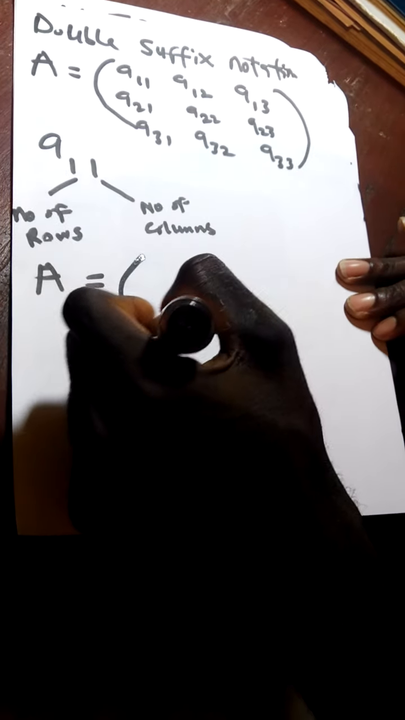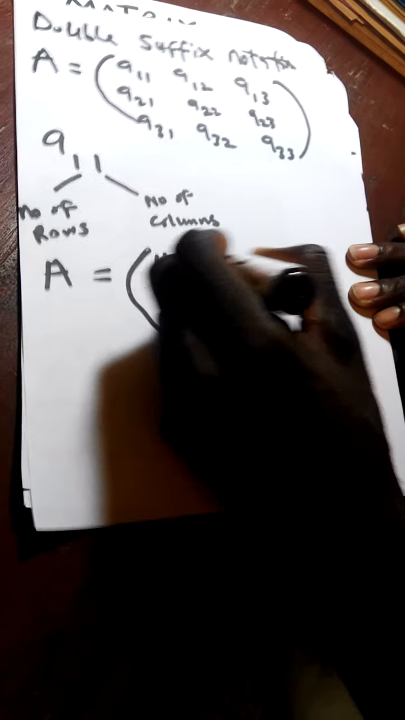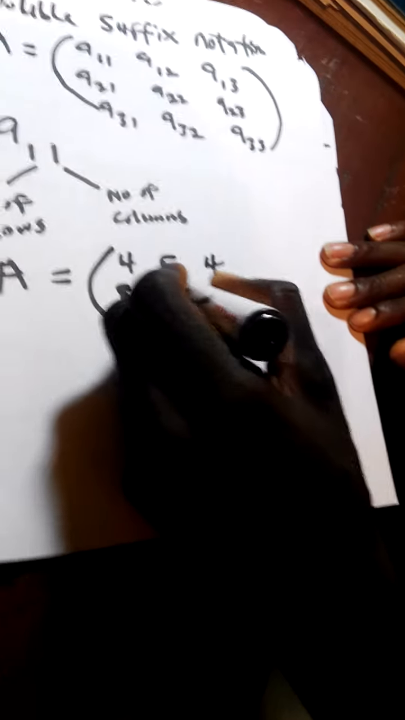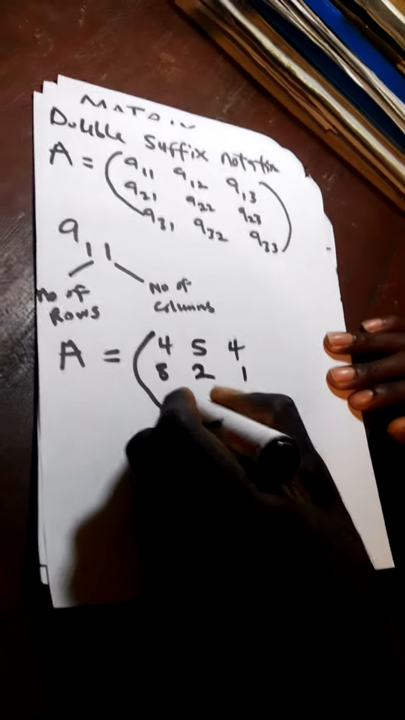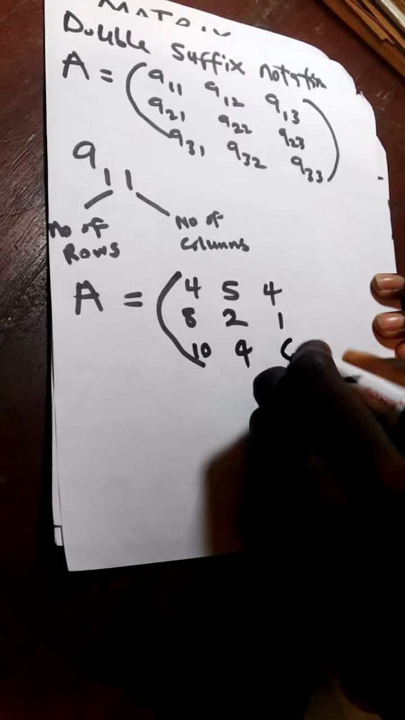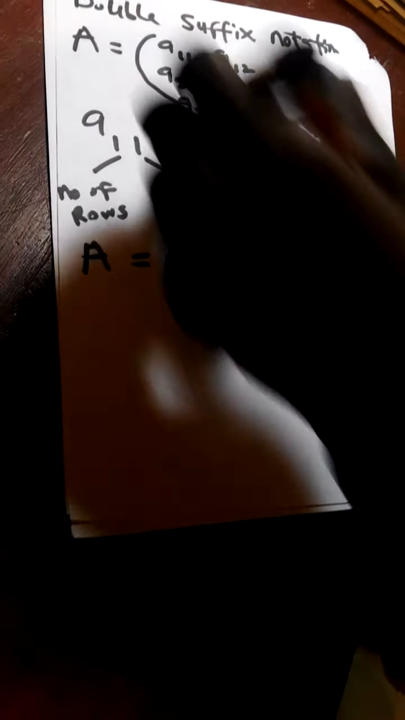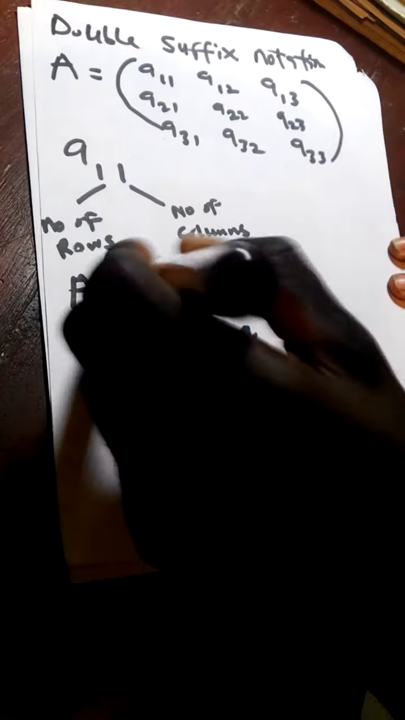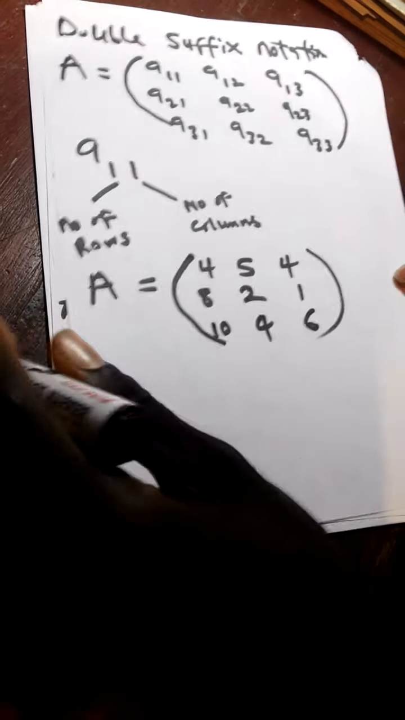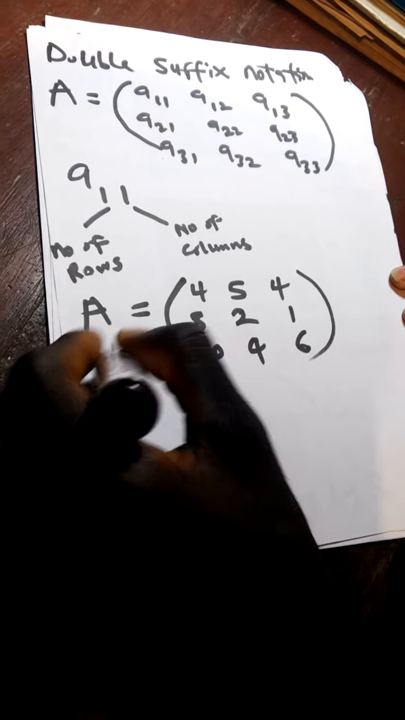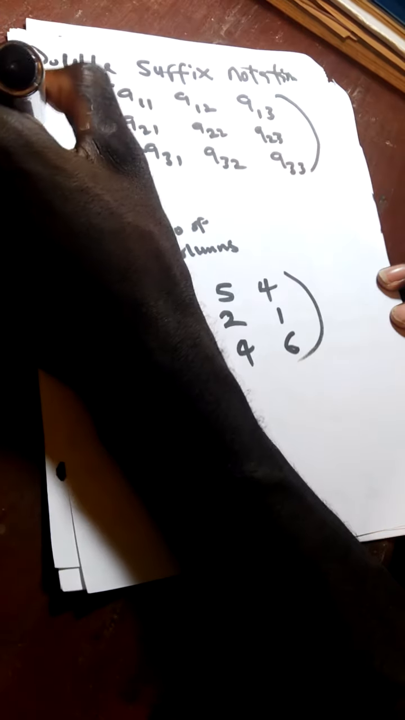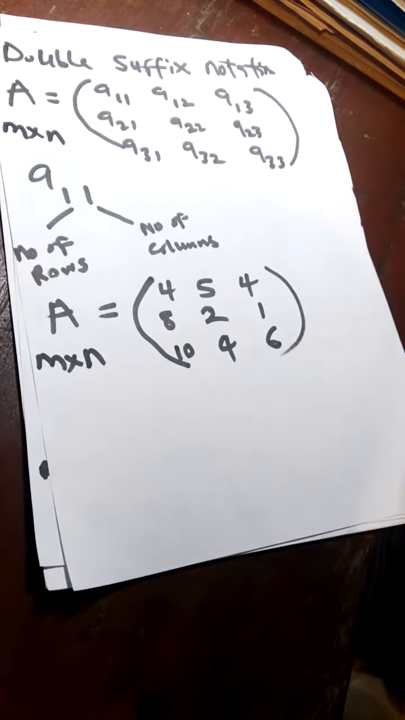There's no difference between this matrix and this matrix I want to write now. Just watch. 4, 5, 4, 8, 2, 1, 10, 4, 6. Now there's simply no difference between a double suffix notation matrix and a matrix of order m by n. Both of them are actually order m by n. You have to just understand it.